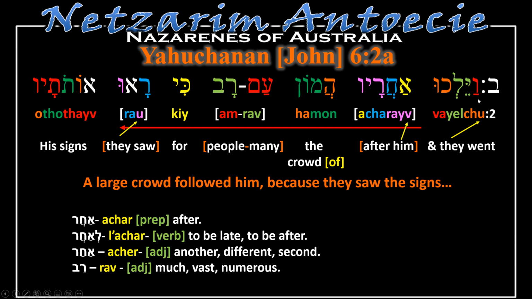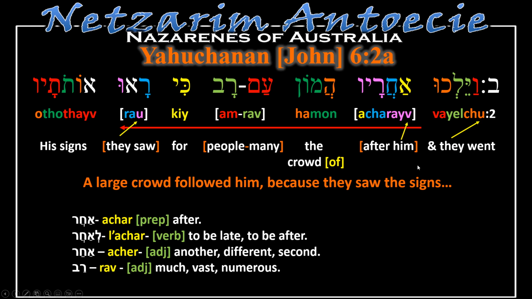So we read it now. Vayelchu, and they went. Because it comes from, of course, halach, meaning to go. And with the prefixes, it changes the tense to being a completed action, and they went. So it's a perfect form.